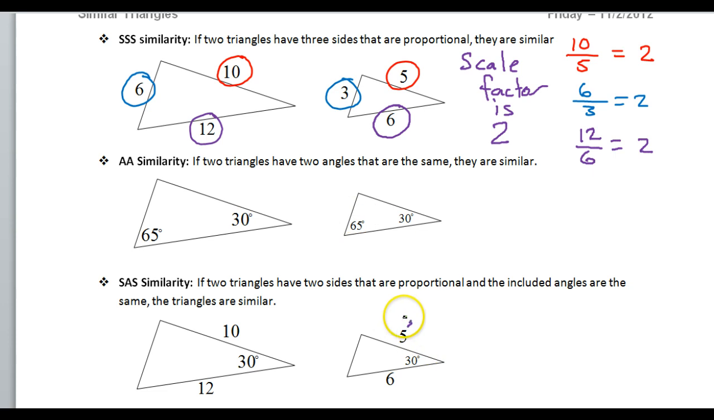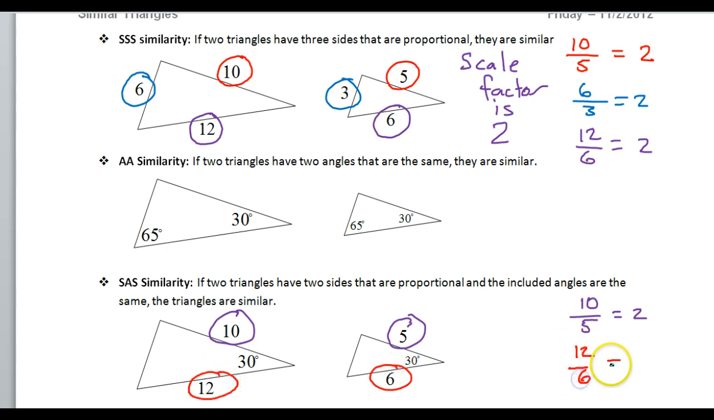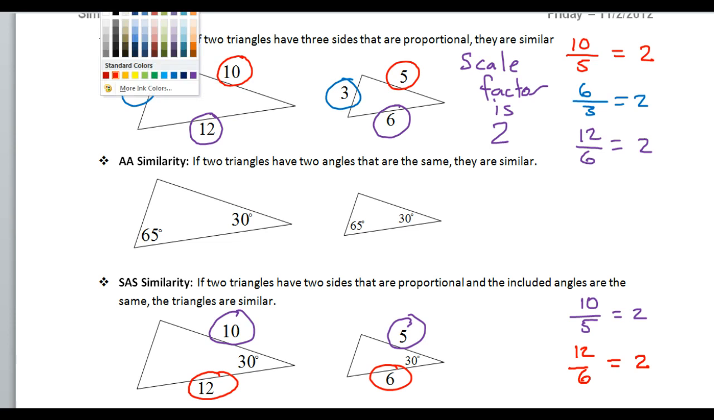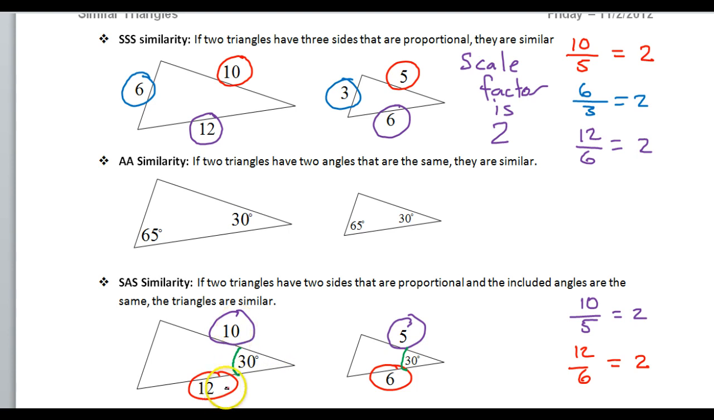The S and S again refer to the sides being proportional. I used the same numbers, so we've already done the math, but these are still proportional, meaning that 10 over 5 equals 2, in the same way that with the 12 and the 6, again 12 over 6 equals 2. So we have two pairs of sides that are proportional, and then one angle that is congruent. It's important that the angle that is congruent is between the sides that are proportional. So that gives us our side, angle, side.